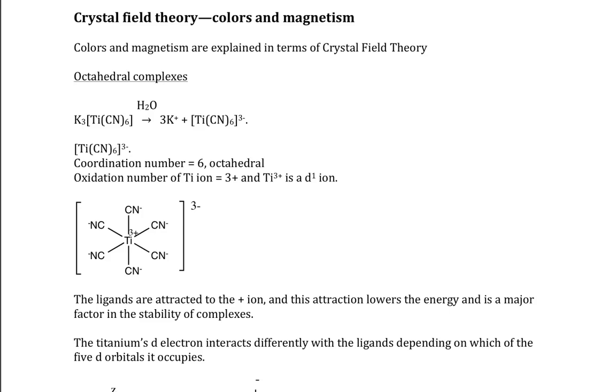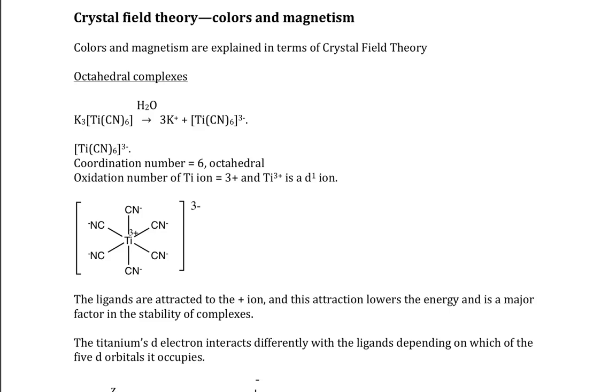Looking at the periodic table, before the 3+, when we have titanium, the metal, its electron configuration is [Ar] 4s2 3d2. So we take away 3 electrons and we're left with just a d1 ion. So there is a picture of it. It's the carbon that has the lone pair of electrons to make the coordinate covalent bond with the titanium 3+.